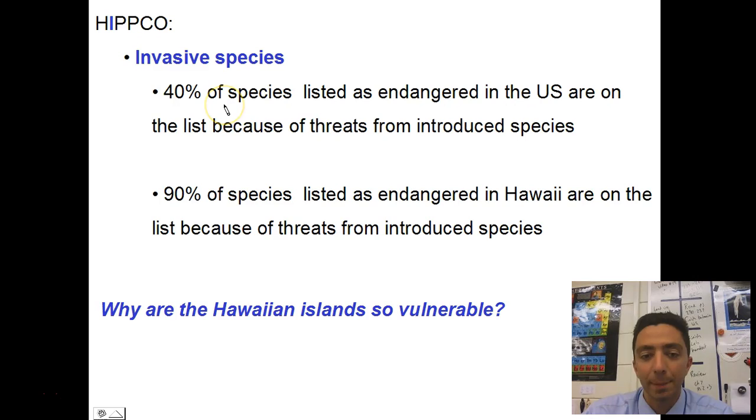It's not quite as big as habitat destruction, degradation, and fragmentation, but this does play a huge role, especially on the island of Hawaii. And you'll see the statistic here, 90% of the species that are endangered on Hawaii are there because of threats from introduced species. And so it kind of raises the question, why are the Hawaiian Islands so vulnerable where we're only seeing 40% of the species for the rest of the United States? So think about that question. I think it'd be a good one for us to discuss tomorrow, why you think that the Hawaiian Islands are so vulnerable.